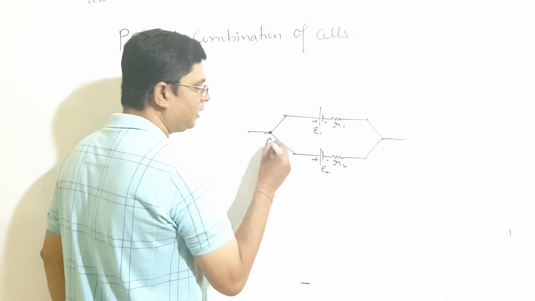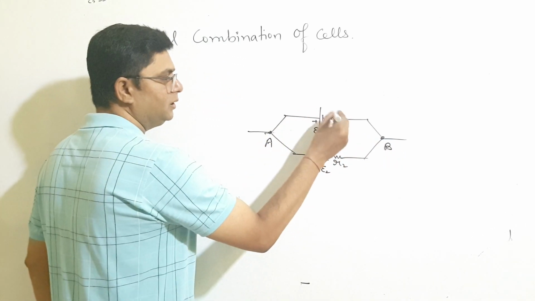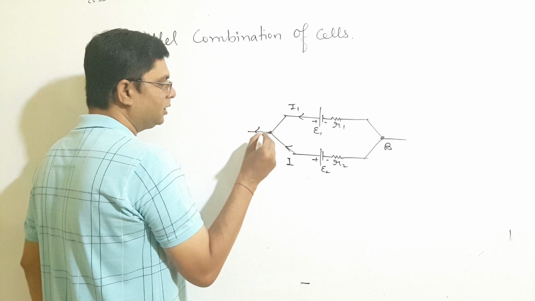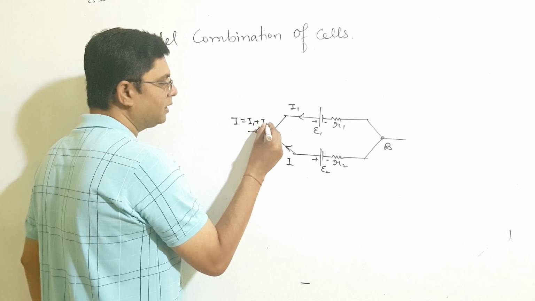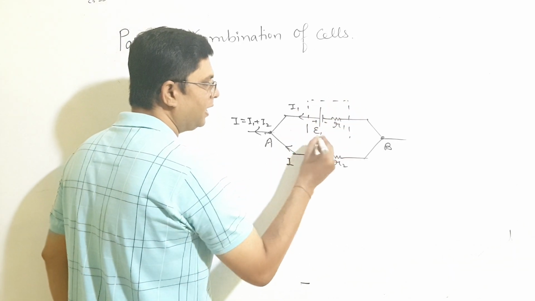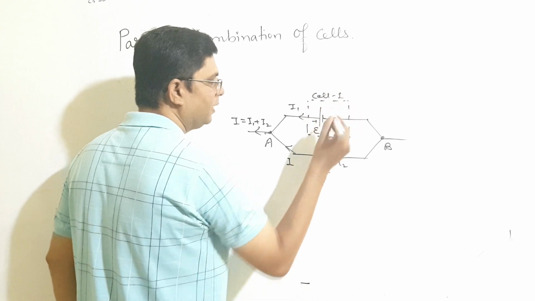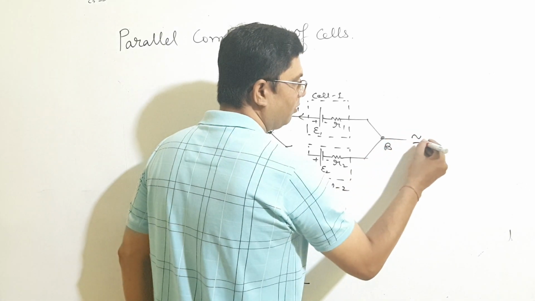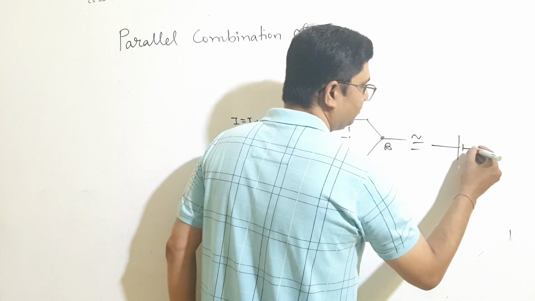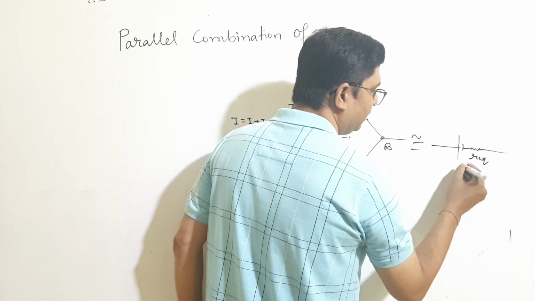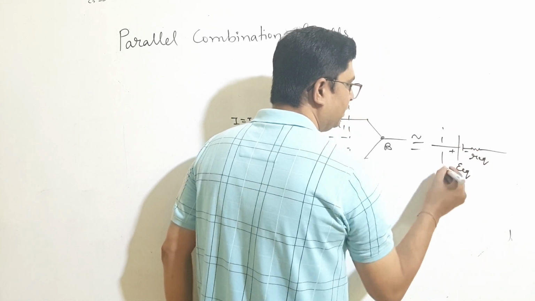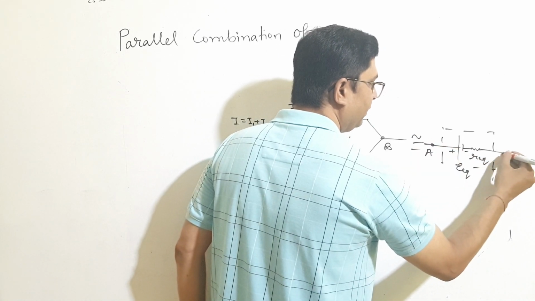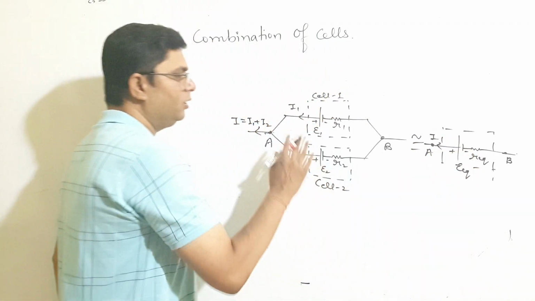Let this point be A and this point be B. So current from this cell is I1 and current from this cell is I2. So at this junction we have current I, which is equal to I1 plus I2. This is said to be cell 1. Cell 1 has EMF and internal resistance. This is said to be cell 2. It has EMF and internal resistance. Now let us draw the equivalent circuit. So this is R equivalent, this is E equivalent, plus and minus. Here you have point A and here you have point B. The current is I.